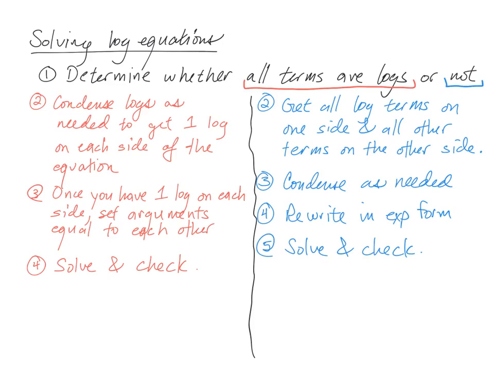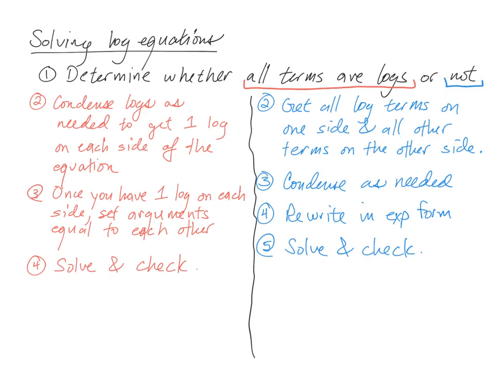You'll see as we get through some examples here soon. But if all of the terms are log terms in an example or an exercise, what you need to do is condense logs as needed to get one log on each side of the equation. I made this process a few slides ago, but I'm just rewording it a little bit. Once you have one log on each side, you can set the arguments equal to each other. You solve and check from there.